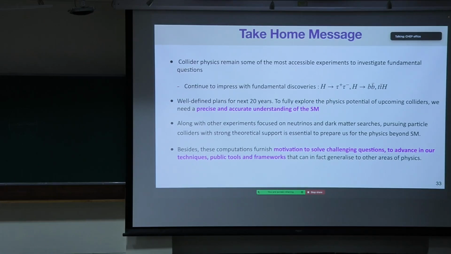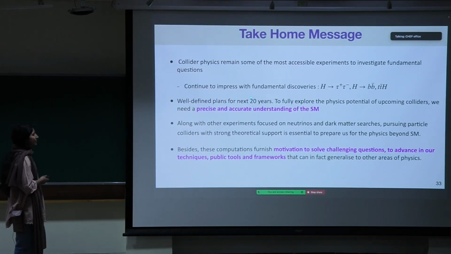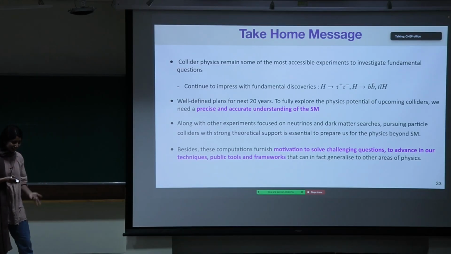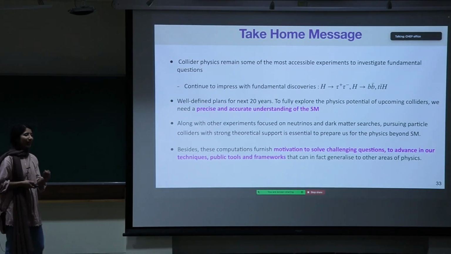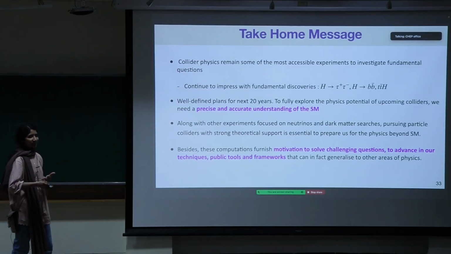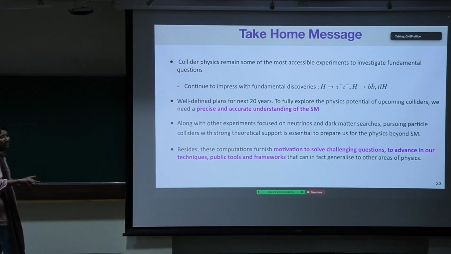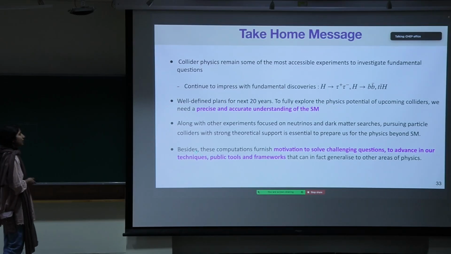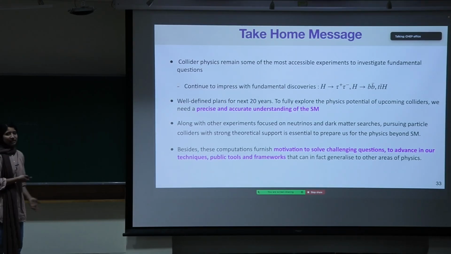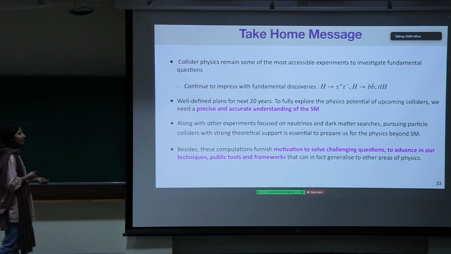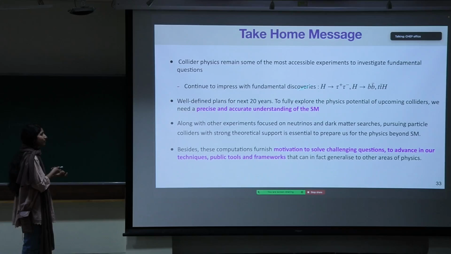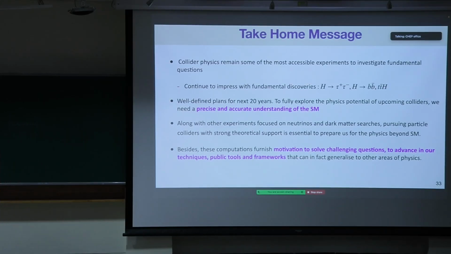So basically what I wanted to do was convince you that collider physics remains one of the most accessible experiments. From the last century, collider physics experiments have helped us go forward and find a better, deeper structure of scattering amplitudes and the whole deeper structure of nature, I could say. And still we are getting fundamental discoveries, the latest of which is the Higgs coupling to the fermions, which we have recently discovered, even though it had been predicted by the standard model. From the experimental side, there are well-defined plans for the next 20 years. So it is very crucial, to fully explore the physics potential of these colliders, that we get a precise and accurate understanding of the standard model itself.